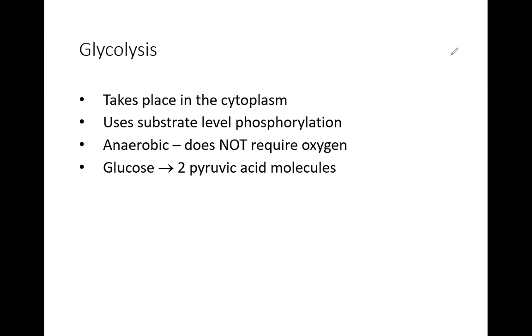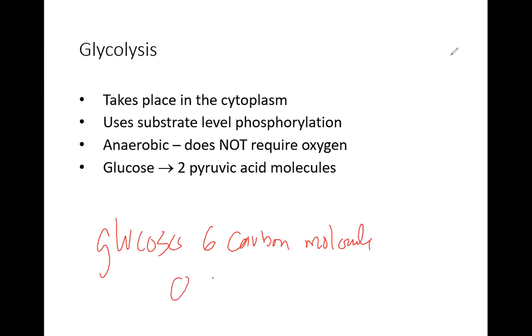Glycolysis: glucose is a 6-carbon molecule, 1, 2, 3, 4, 5, 6. Pyruvic acid is a 3-carbon molecule. So you take the 6-carbon glucose and split it in half, and that gives you 2 molecules of pyruvic acid.